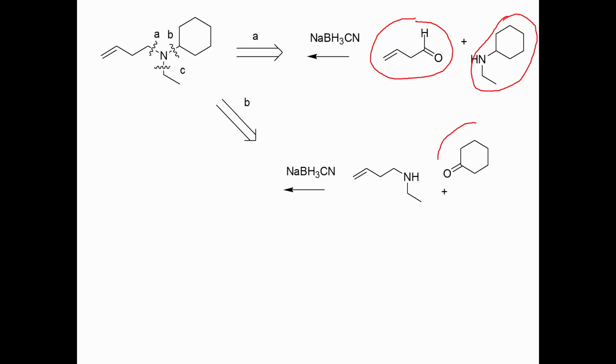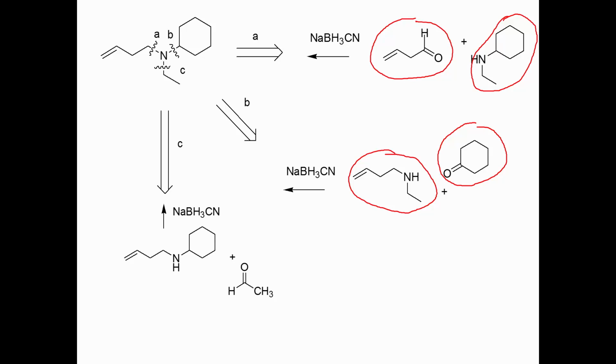If we want to make bond B, we're going to need cyclohexanone as our carbonyl component, and we're going to need a molecule that has everything to the left of the B slash in it, and this would involve the amine shown here. And disconnection C would involve the aldehyde acetaldehyde, a 2-carbon aldehyde, and then everything above the slash mark by the C is required in the nitrogen component in this process.